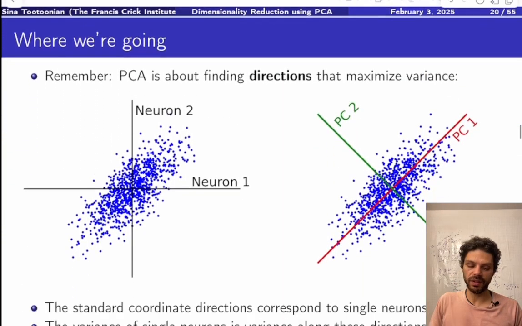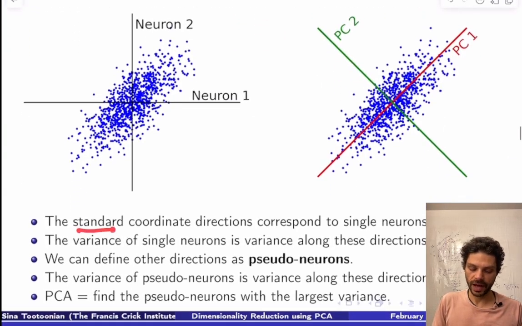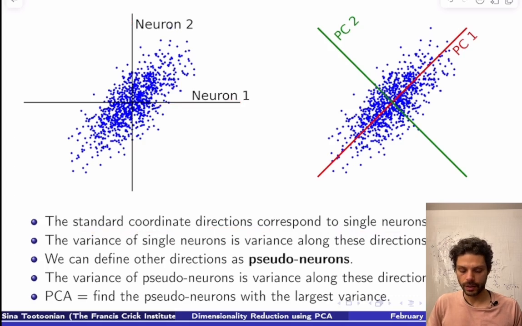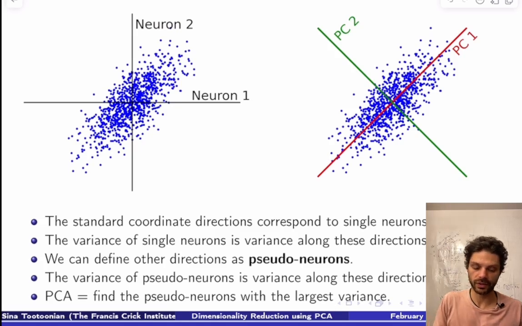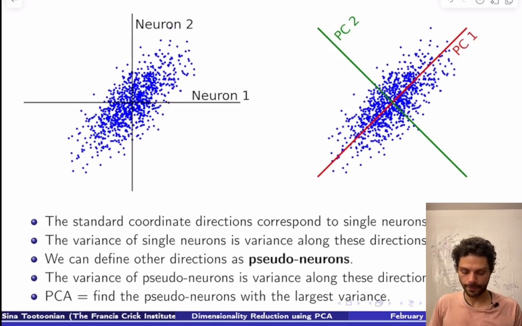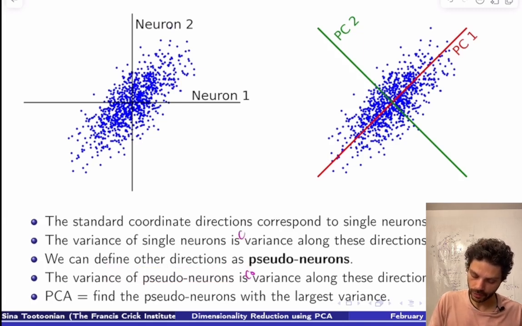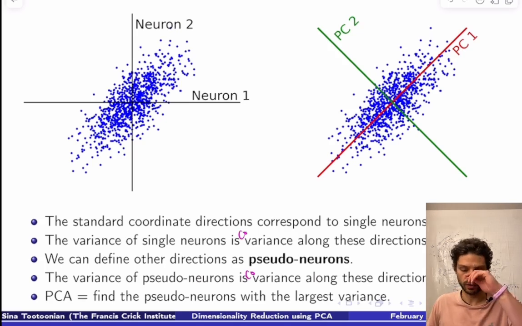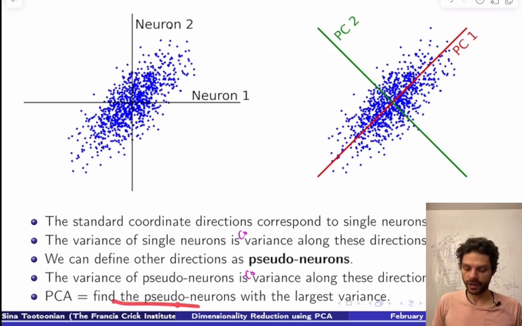So, PCA is about finding directions that maximize variance, right? That's what we've said from the beginning. Now, the standard coordinate directions correspond to single neurons, right? Those are the directions in which the data arrives. The variance of single neurons is variance along these directions, and we'll see that shortly. So the variance of that neuron is going to be the covariance along that direction. We can define other directions as pseudoneurons. And the variance of pseudoneurons is going to be, we should actually be writing covariance, the covariance projected along those dimensions. So then PCA is going to be finding the pseudoneurons with the largest variance.